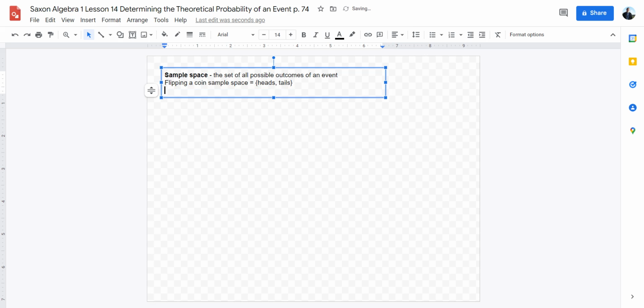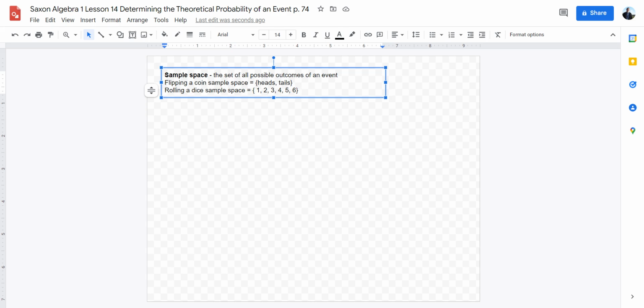There we go. Rolling a dice, the sample space looks like this. Squiggly brackets, 1, 2, 3, 4, 5, 6. Because we can have all of those possible outcomes. So a sample space is just a set of all possible outcomes. We can count how many outcomes there are in the sample space, and that tells us how many different possible things can happen as the result of an event.